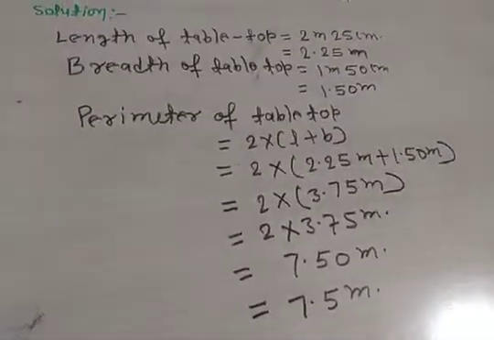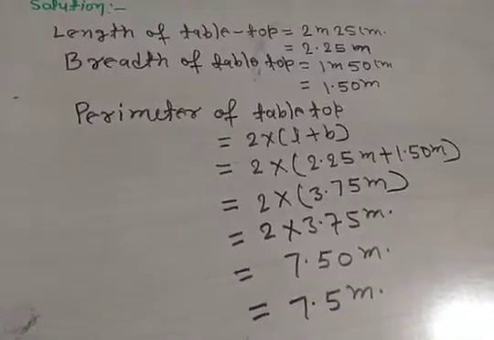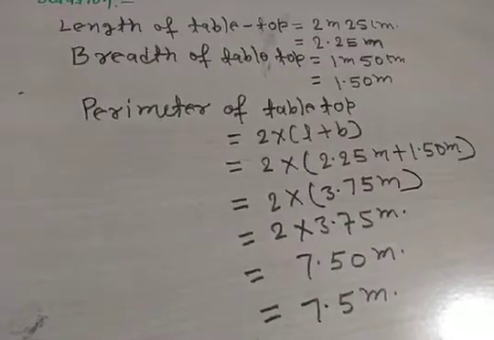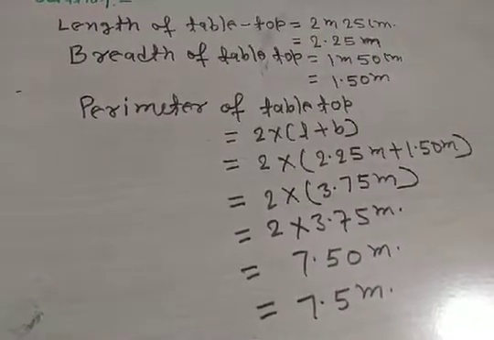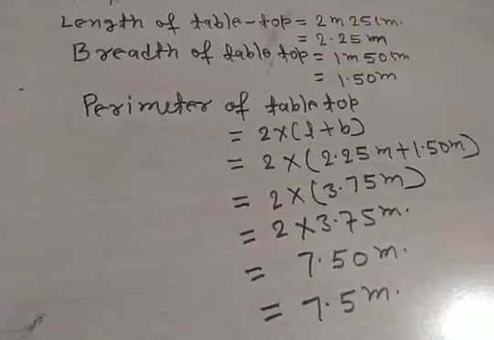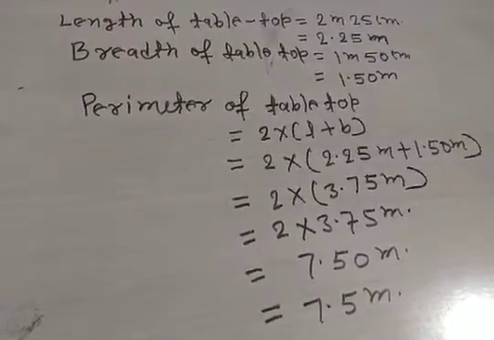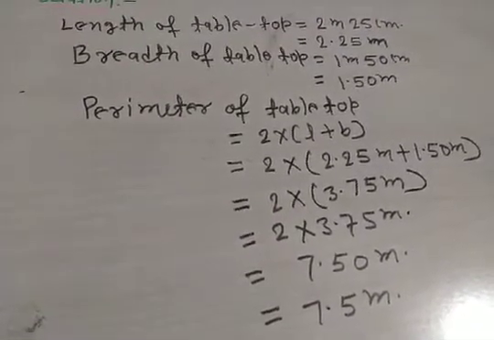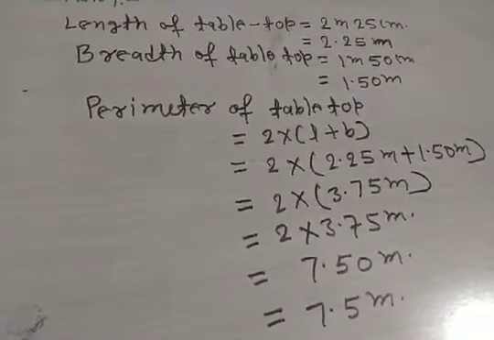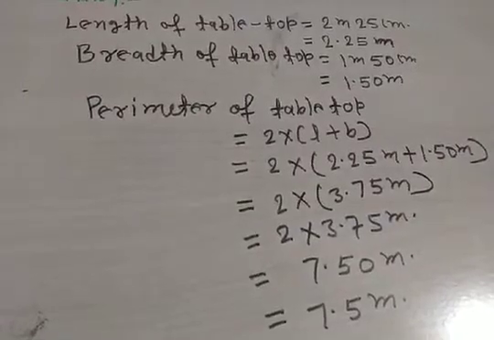Clear? In this question, the length of the tabletop is given as 2 meters 25 centimeters, or we can change it into meters, so we obtain 2.25 meters. Clear? And the breadth of the tabletop is given as 1 meter 50 centimeters, so we change it into meters, so we obtain 1.50 meters.